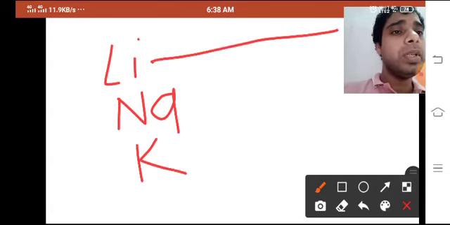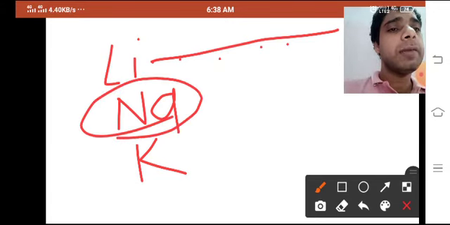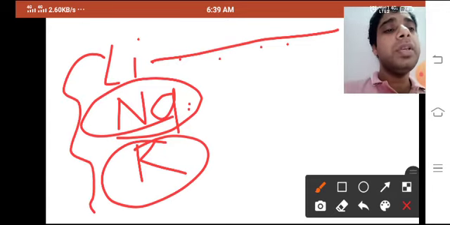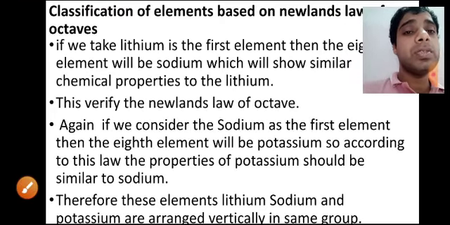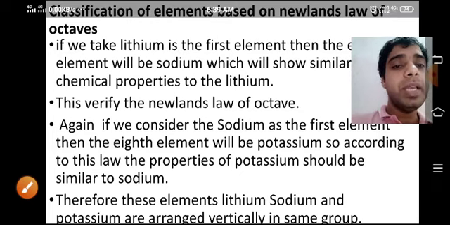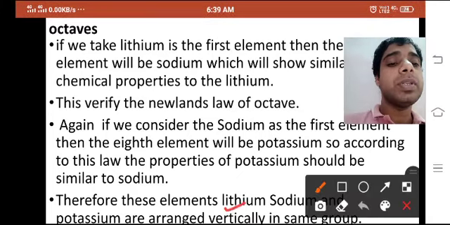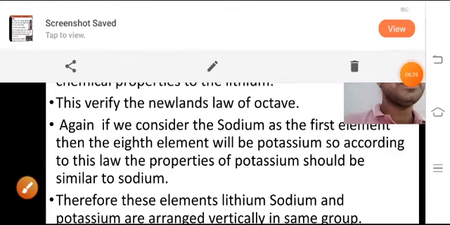So if we move in a row horizontally, we will see that beryllium would be there, boron, carbon, nitrogen, oxygen, then the eighth element would be this one. Then again, if we move from here, sodium, magnesium, aluminium, then after that the eighth element would be this one. So all these will show similar properties. Here it is written: therefore these elements, lithium, sodium and potassium, are arranged vertically in the same group.